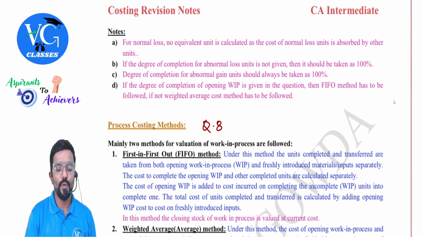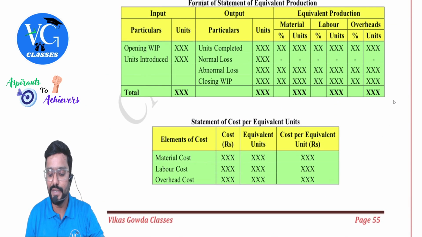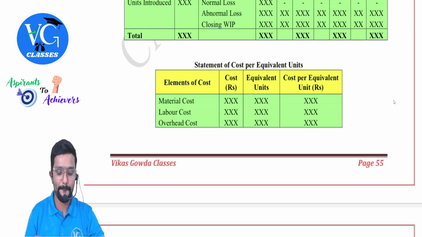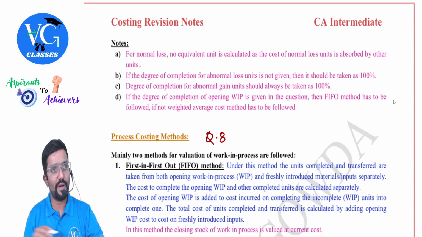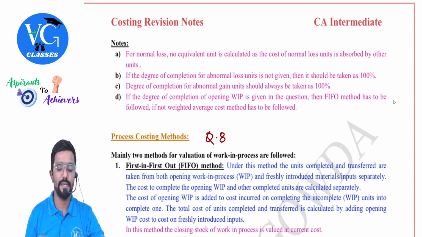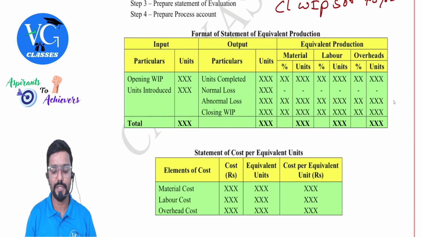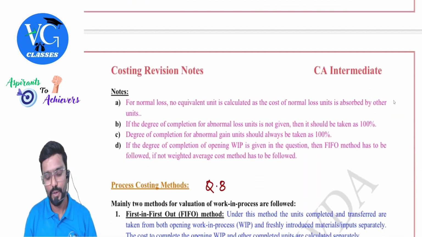I have given some notes here. For normal loss, no equivalent unit is calculated. As normal loss unit is absorbed, the cost of normal loss units is absorbed by whom? Good units. Good units is nothing but these units here, guys, the remaining units. Then, if degree of completion for abnormal loss unit is not given, you will take 100%. Same way for abnormal gain, you will take the degree of completion as 100%. But please be careful, if it is abnormal gain, you have to show it as a reduction here, whatever the units are.